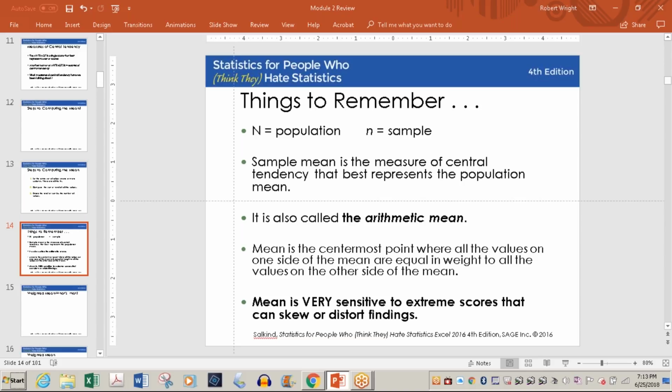Now, a sample mean is a measure of central tendency that they will use to infer to the population mean. It's also referred to as the arithmetic mean. Basically, it's the center point of all the values, okay? The nice thing about mean, it gives you a real quick snapshot, so to speak, of where the class is at. The downside is that an extreme score can throw things off.